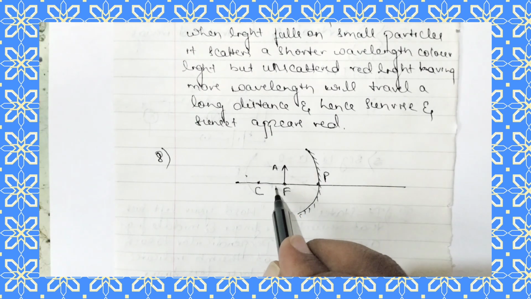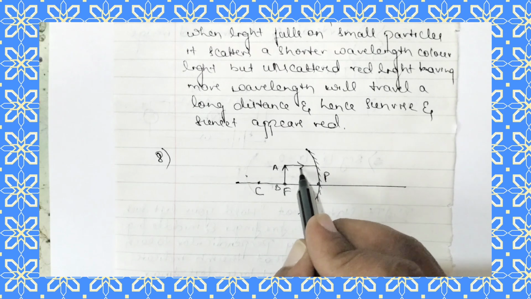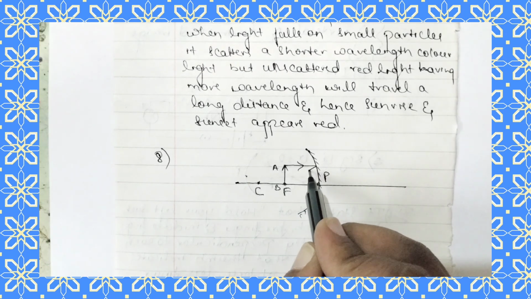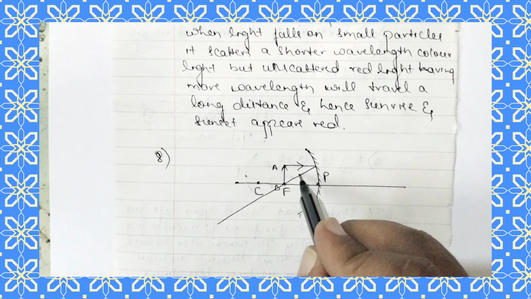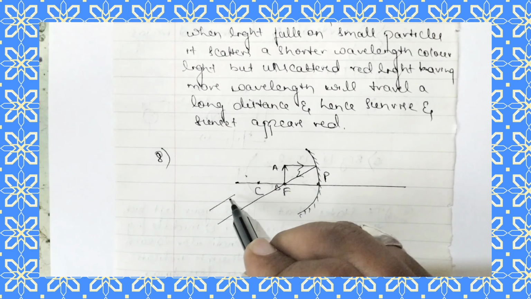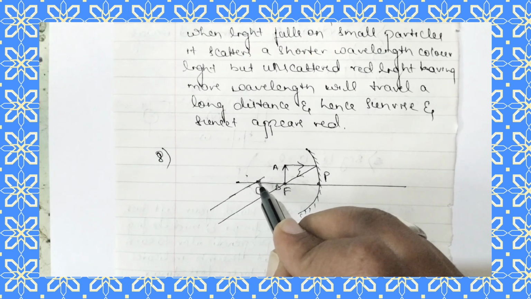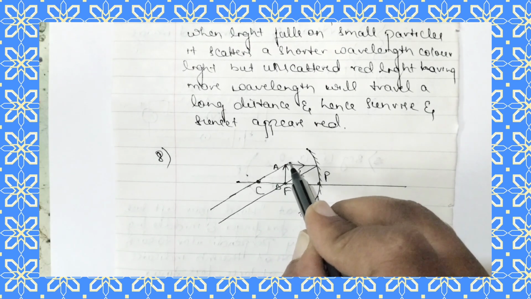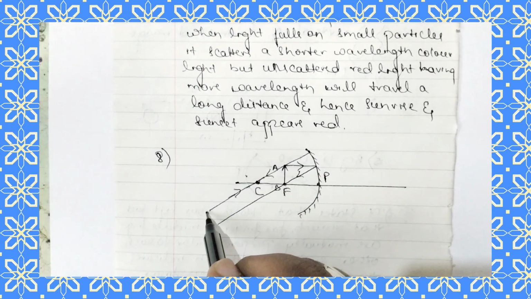AB is the object. The light ray which is parallel to principal axis, after reflection it passes through principal focus. Then the light ray which passes through center of curvature, after reflection again it passes through center of curvature.